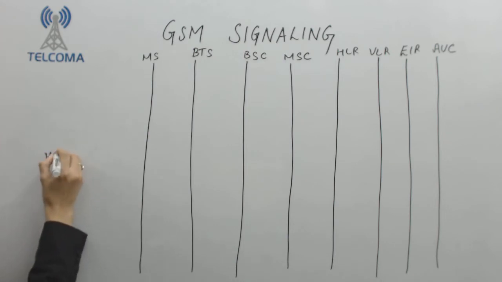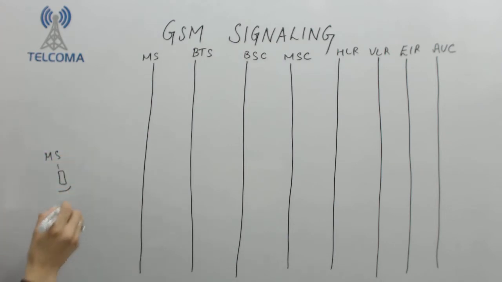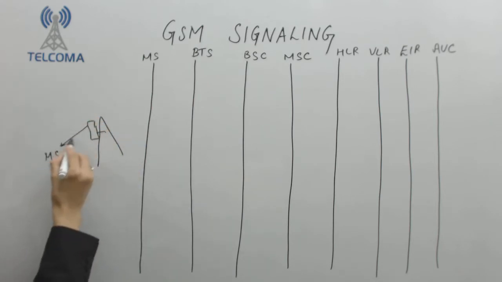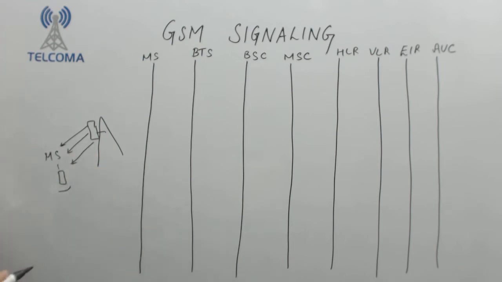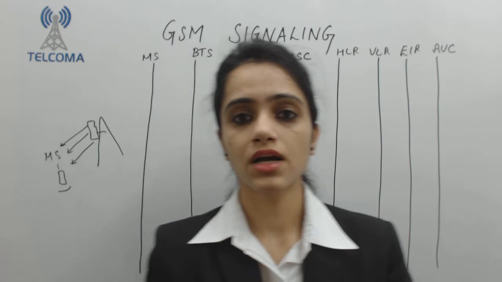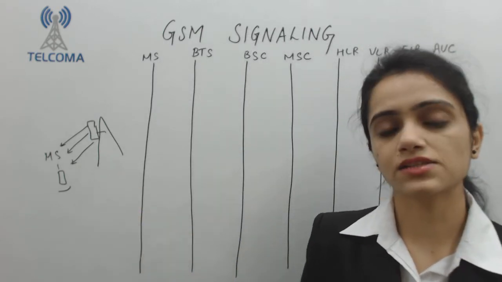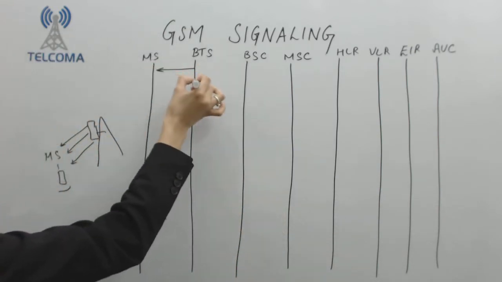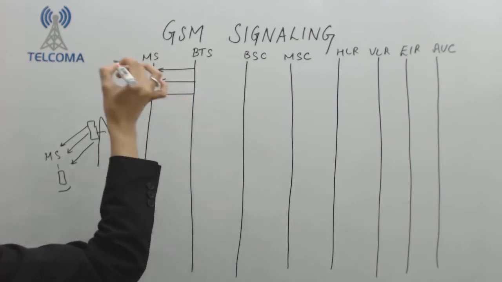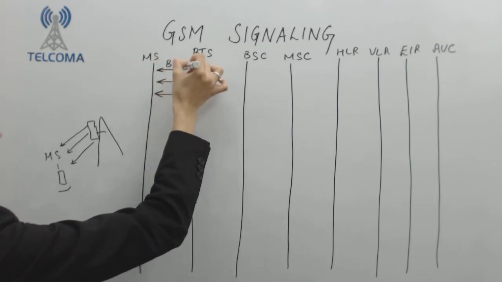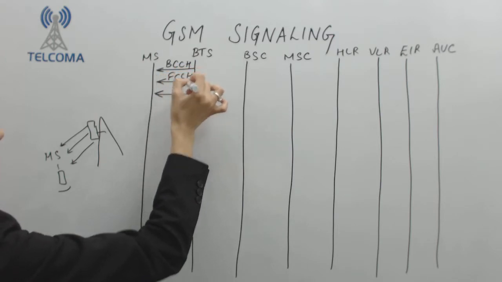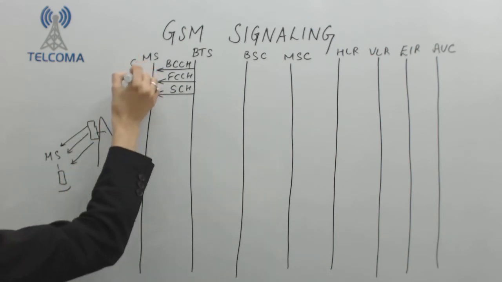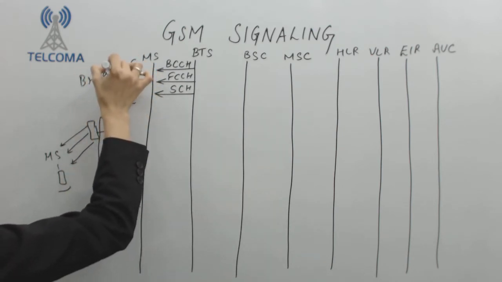Like a mobile station, here I have a mobile station and here I have a tower and I have mounted an antenna. So this antenna is always radiating some channels. Whether I'm using the network or not, I will always receive some channels from the network. Now what are the channels that I receive from BTS to mobile station? I'm receiving channels BCCH, FCCH and SCH. That means this mobile station will receive all broadcast channels.